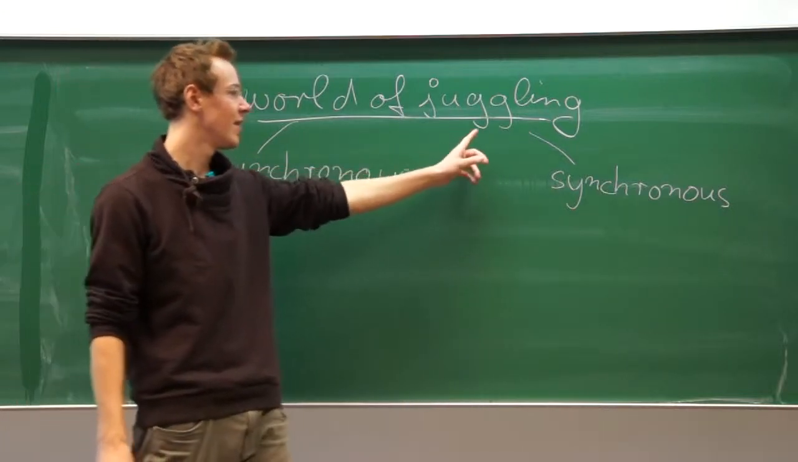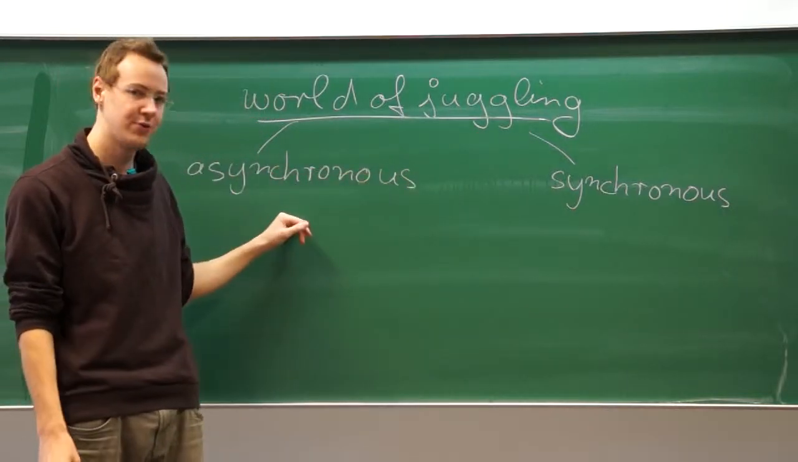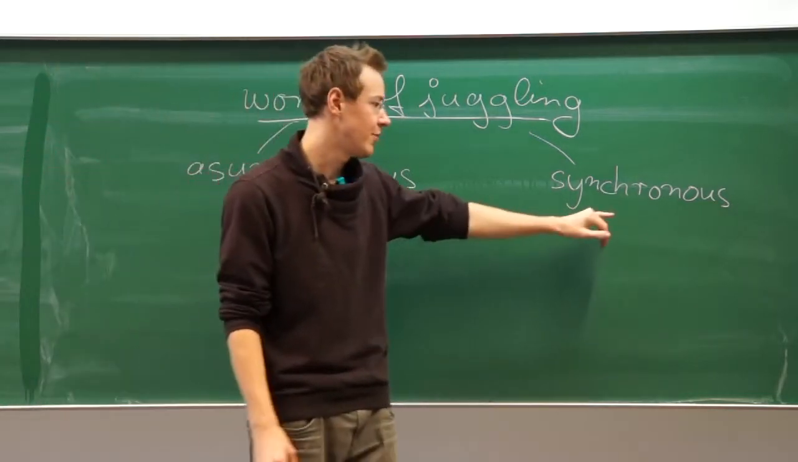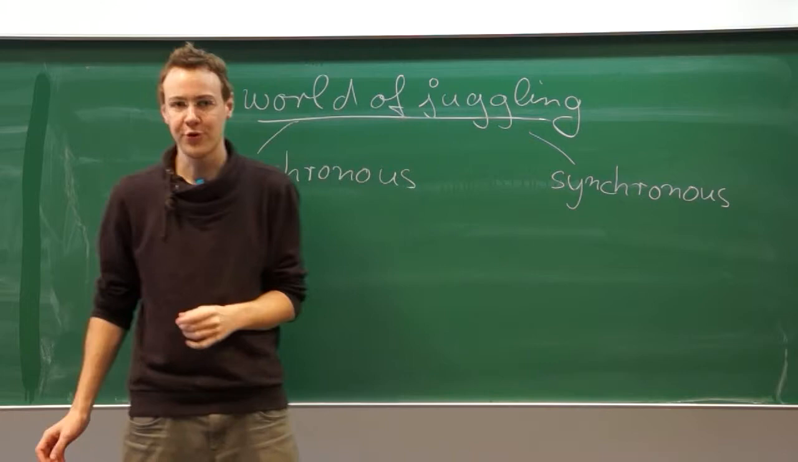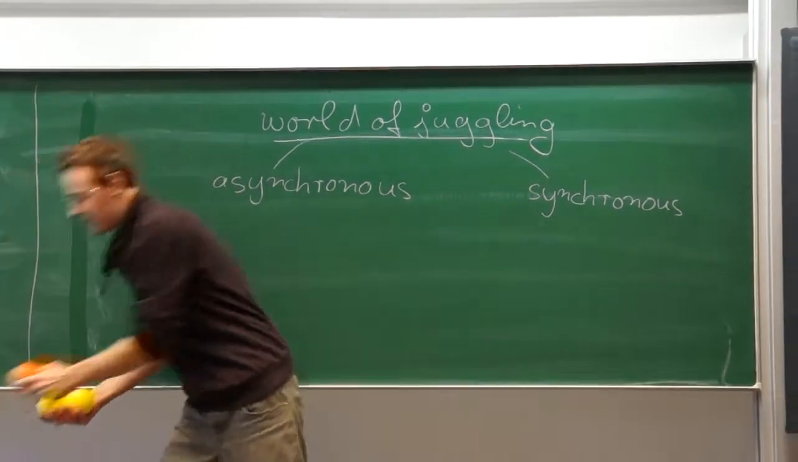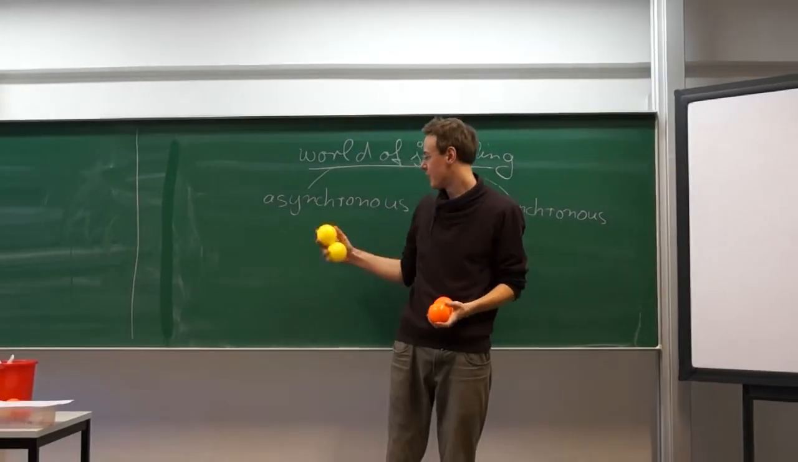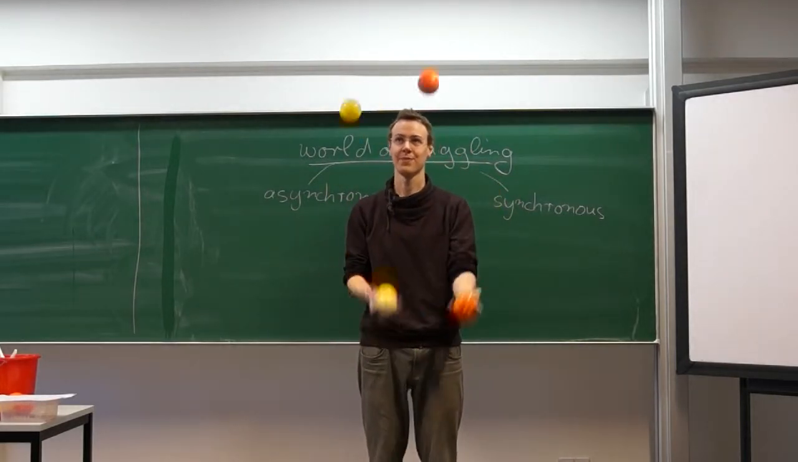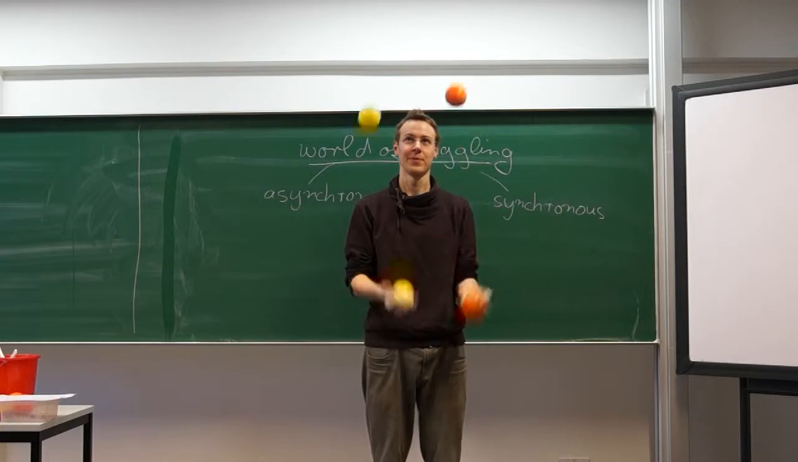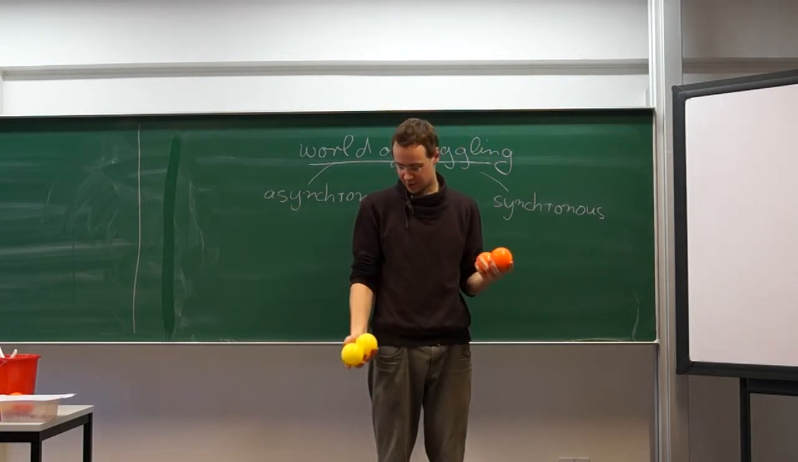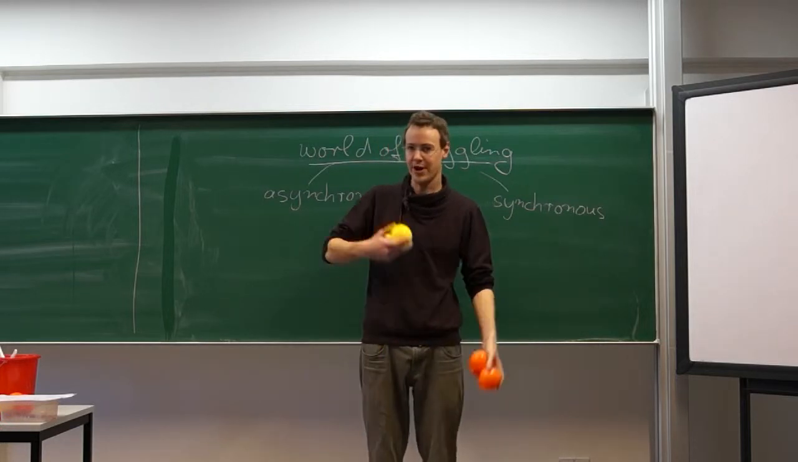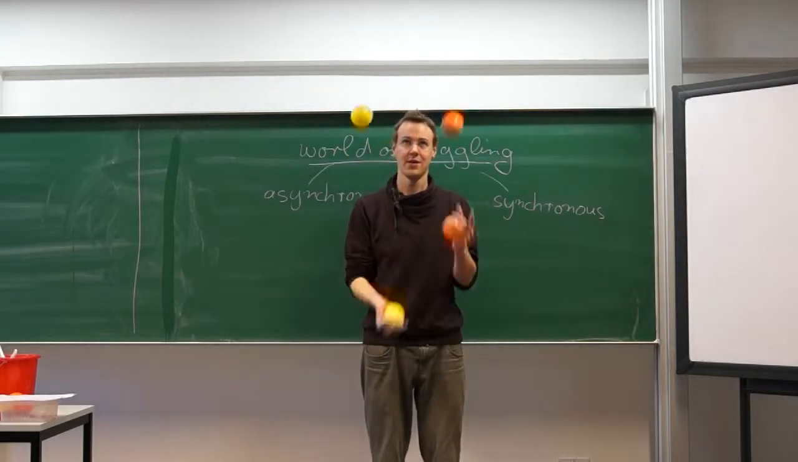In the world of juggling, we distinguish between two different kinds of juggling. There is the asynchronous version and the synchronous version. I'll show you how they look. So I start with the asynchronous version, and it looks like this. So I'm always alternating my hands. First I start with my right, then my left hand, then my right hand.